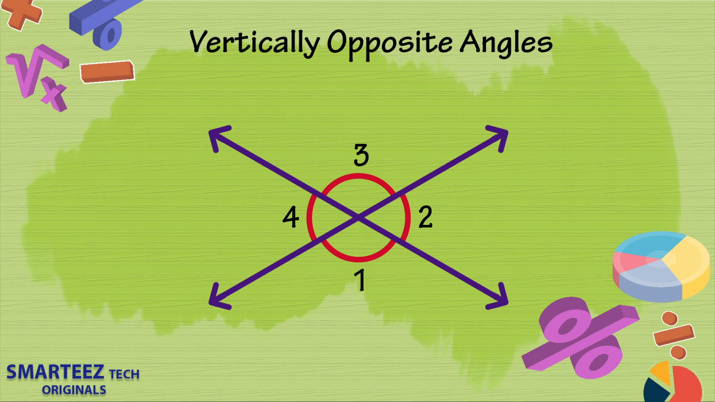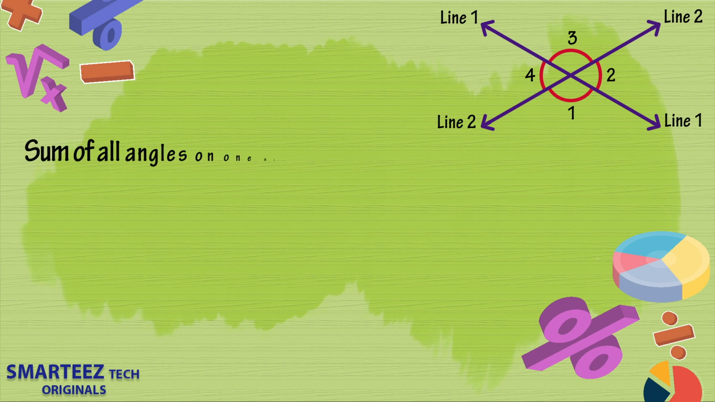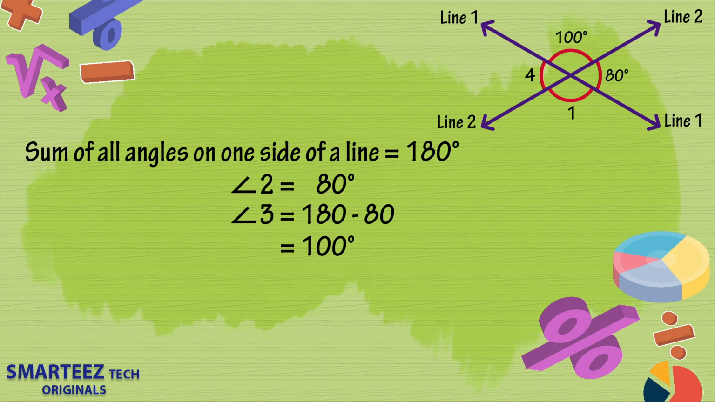We can easily prove that the value of the vertical angles have to be the same. Let's look at the same figure with the lines named as line 1 and line 2. We know the sum of all angles on one side of a line is 180 degrees. On one side of line 1, we find angles 2 and 3. So angles 2 and 3 are a linear pair. Let's say angle 2 equals 80 degrees, then angle 3 equals 180 minus 80, which equals 100 degrees.